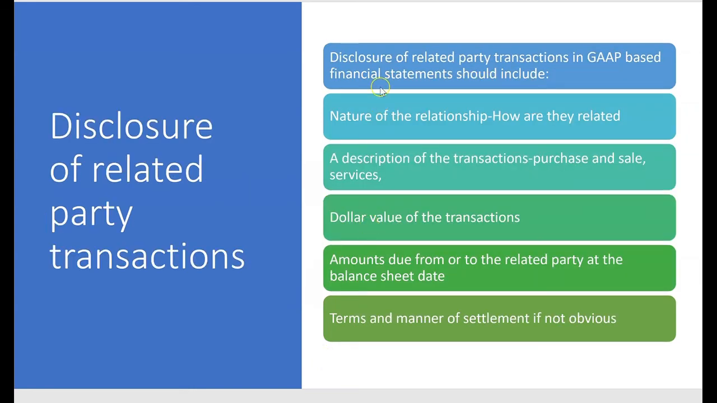What needs to be disclosed is the nature of the relationship, how they're related, a description of the transaction. Was it a purchase and sale? Was it services? What was the dollar value? And the amounts due from or due to the related party at the balance sheet date, and the terms and matter of settlement if it's not obvious how it's going to be settled.